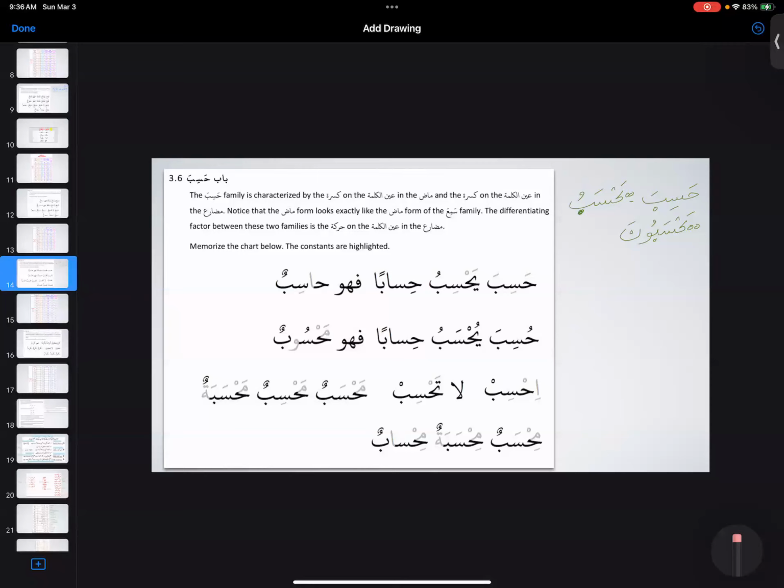Okay, then we have Bab Hasiba. Hasiba yahsibu hisaban. Both Madi and Mudariya versions take kasra, so these are maksurul ain in both forms. Then hisaban is the masdar and fahuwa hasibun is the doer. Then husiba yuhsabu hisaban fahuwa mahsubun. So who would be the mahsub?